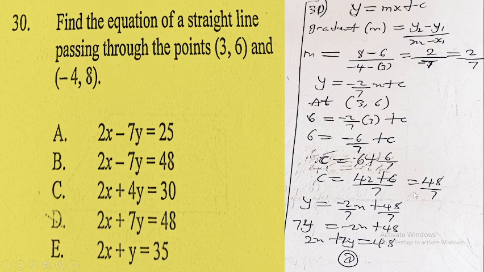If we return this value of c into the equation, we have y equals minus 2 over 7 x plus 48 over 7. We can multiply through by 7 to clear the fraction. That gives us 7y equals minus 2x plus 48. Then collecting like terms, if you take the minus 2x to this side, you have 2x plus 7y equals 48. And that makes option D the correct option.